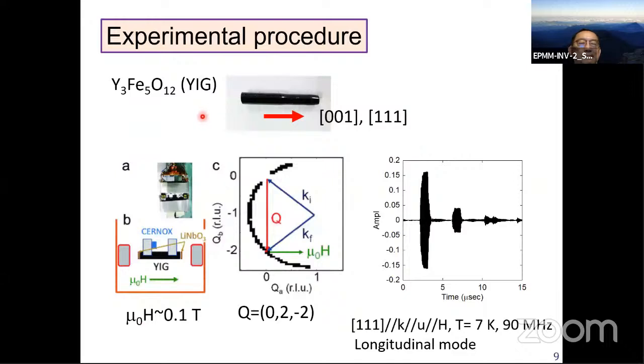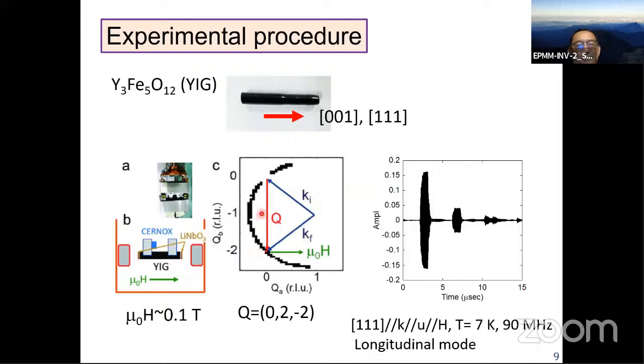Here is the experimental setup for the experiment. We have grown two rod crystals of YIG. The rod direction is parallel to 001 or 111. This rod crystal is set in this unit sample cell for neutron scattering. And the magnetic field is applied by a pair of permanent magnets. The magnetic field becomes 0.1 Tesla. This is large enough to remove all magnetic domain walls in YIG.